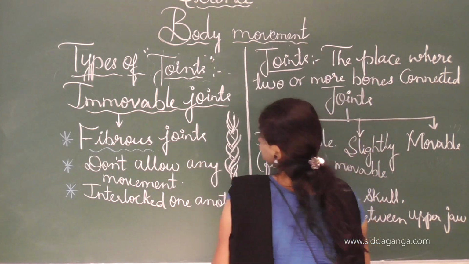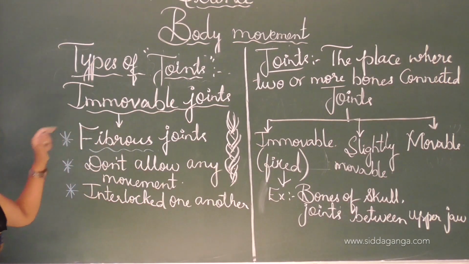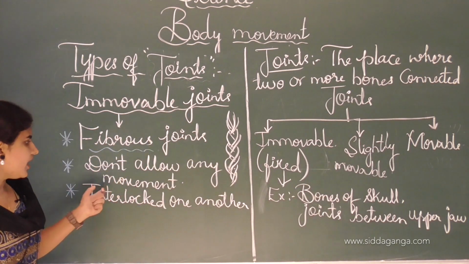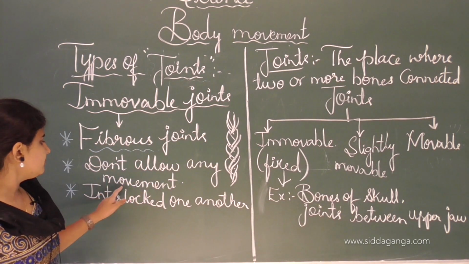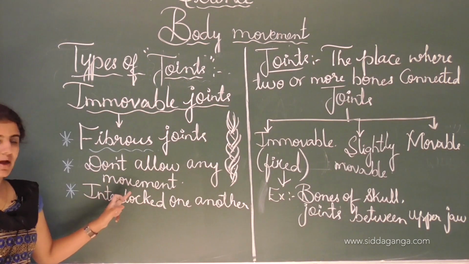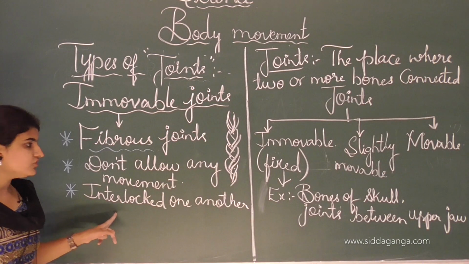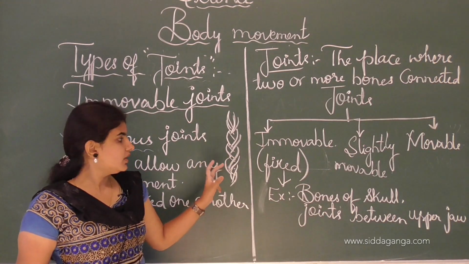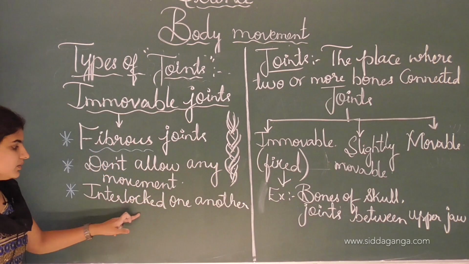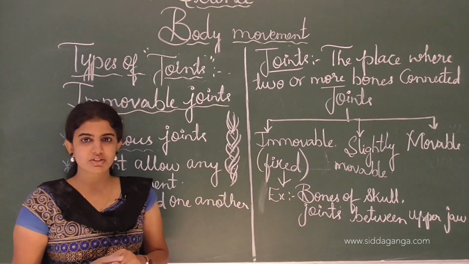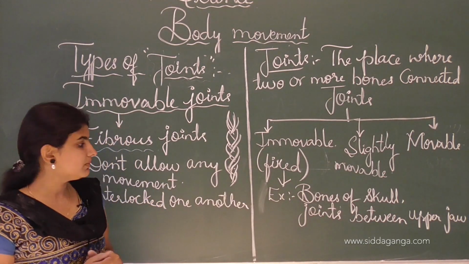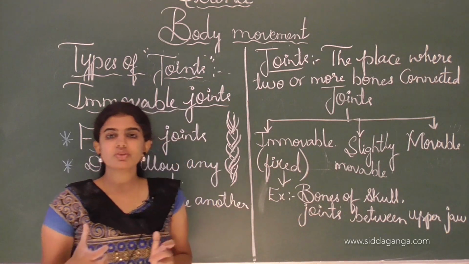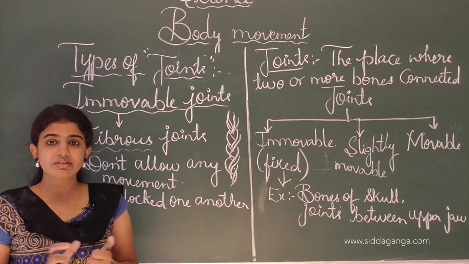And the next one, the first one, is the immovable joints. Immovable joints are the fibrous joints. These joints are arranged in a fibrous manner and do not allow any movement in the body, and that's why it is fixed in nature. These bones are interlocked with each other, and usually these joints are present in the bones of the skull and also in the joints of the upper jaw, where it is immovable.